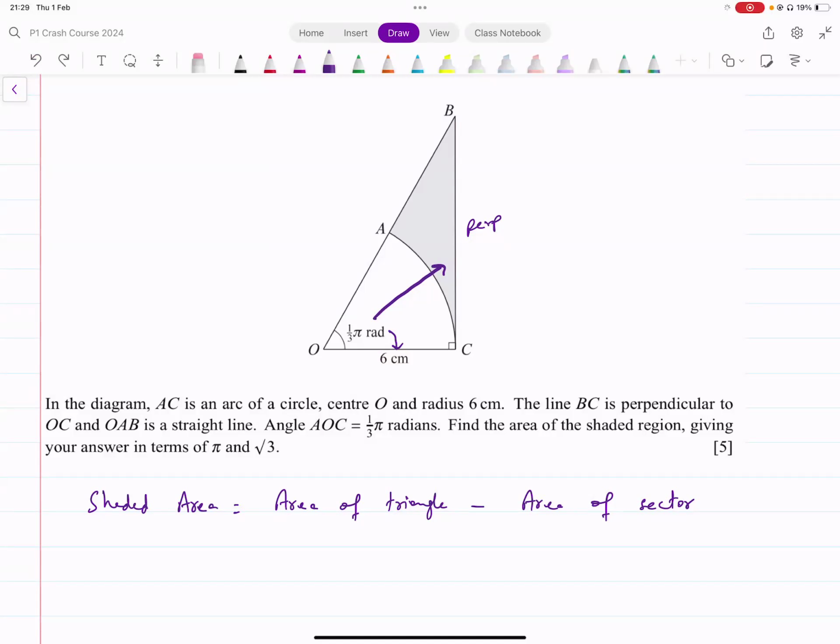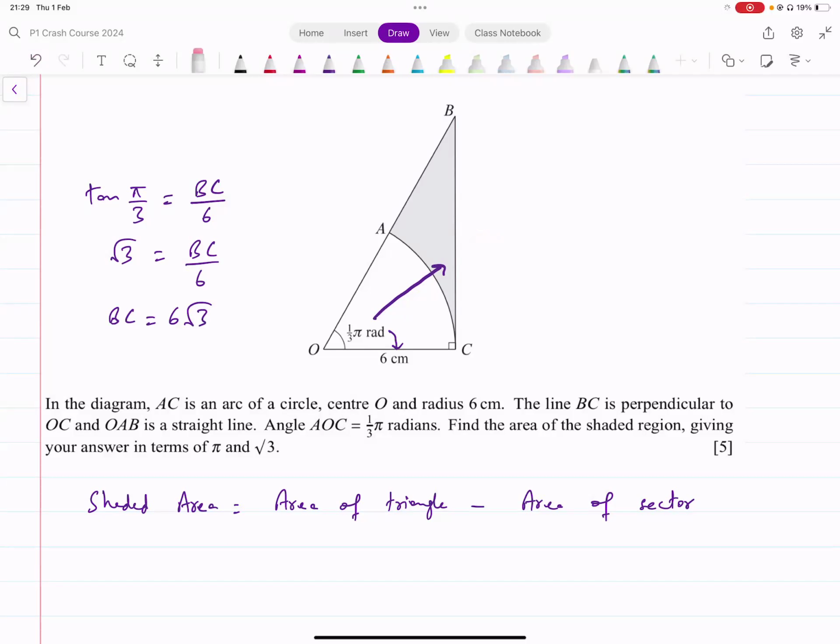It's tan, right? So we say tan of pi over 3 should equal opposite, which is BC, over adjacent, which is OC, right? OC is 6 centimeters. We can write 6 there directly. And now we can find BC from that. Tan pi over 3. Do that on your calculator, making sure your calculator is in radian mode. It should give you under root 3. So you get BC over 6 equal to under root 3. And that is BC equals 6 under root 3. That's the length of BC.